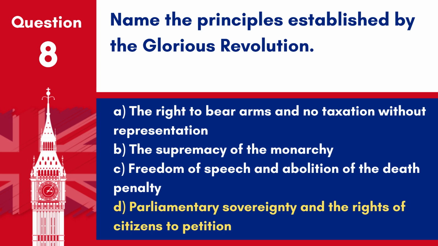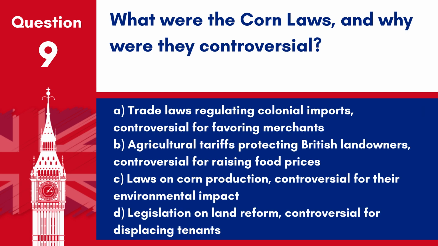Answer: D. Parliamentary sovereignty and the rights of citizens to petition. The Glorious Revolution of 1688 established the constitutional monarchy, which affirmed parliamentary sovereignty and the rights of citizens to petition the king.